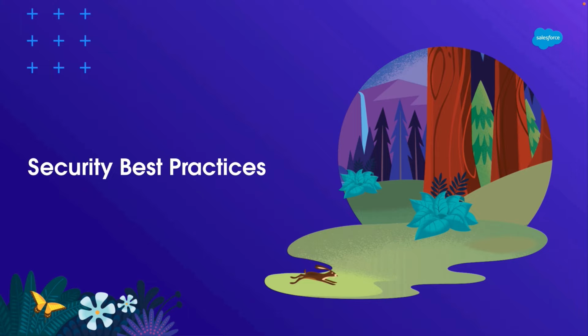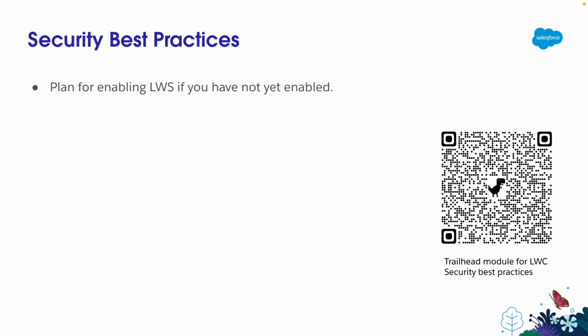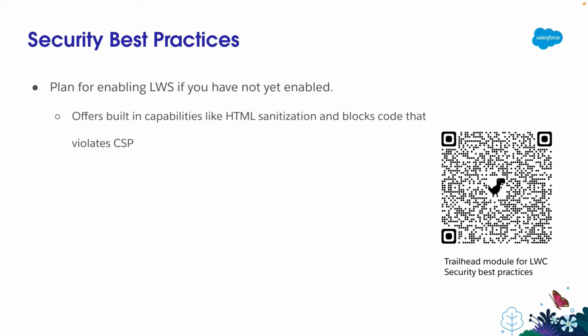In this section, we'll discuss the security best practices for building Lightning Web Components. The first thing that I want to recommend is you plan for enabling LWS, which stands for Lightning Web Security, for your orgs. Lightning Web Security is more secure than the previous version called Locker Service. It provides additional security by offering built-in capabilities like HTML sanitization, and it blocks code that violates CSP. CSP stands for Content Security Policy. So make sure that you have a plan in place for enabling LWS.